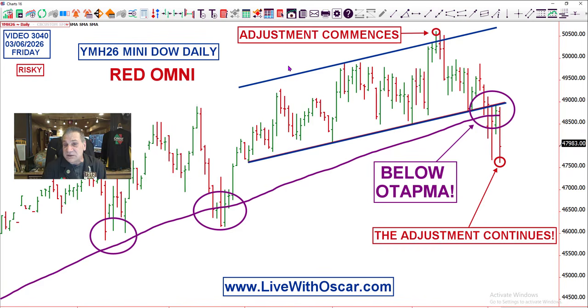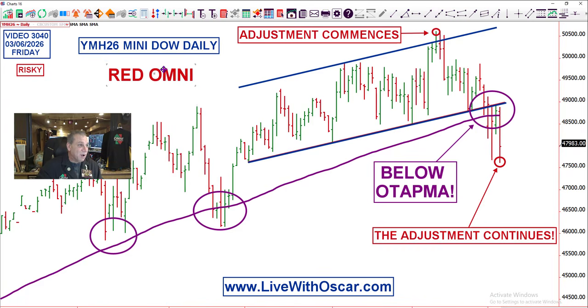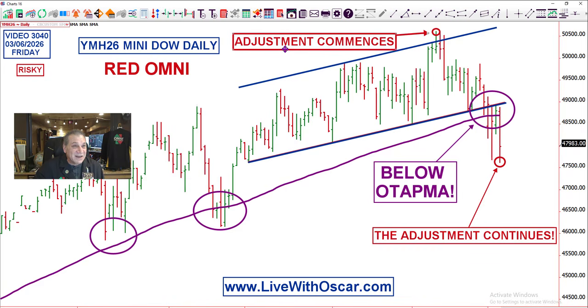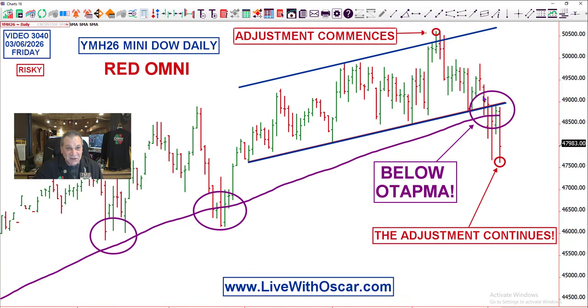So, the Omni is looking for us to start the day off by selling rallies. No guarantee by the end of the day you can still call the market a sell-the-rally day, but it's going to start us off that way, and I believe in my Omni. So, sell the rallies. Let's look at what's going on out there. This is your YM, your mini Dow, basically a representation of the Dow Jones Industrial Average. We know that it's been in an adjustment. It commenced right there at the highs. The adjustment started. We have been adjusting down ever since.